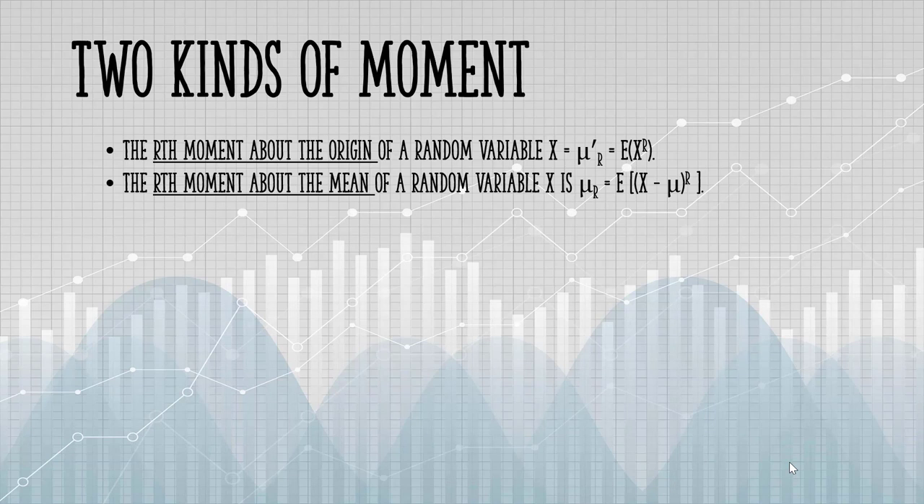They are defined differently. The nth moment about an origin of a random variable x. An example is the mean, which is the first moment about the origin. Then you have the nth moment about the mean of a random variable x. An example is the second moment about the mean, and that's the variance.